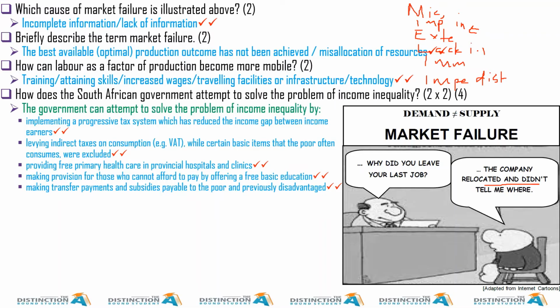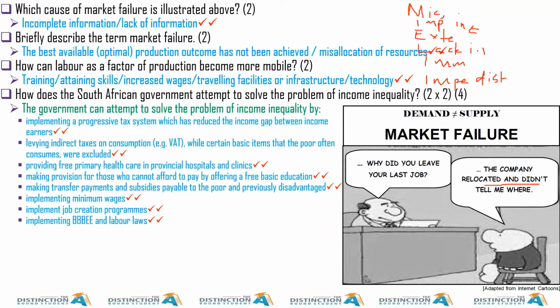Making transfer payments, like what the government does through social grants, and subsidies payable to the poor, like the RDP houses and previously disadvantaged individuals, or PDIs. Implementing minimum wage. We talked about minimum wages in lesson number 79. Even the graphs, we discussed them. I think the next question is on minimum wages, if I'm not mistaken. Right.